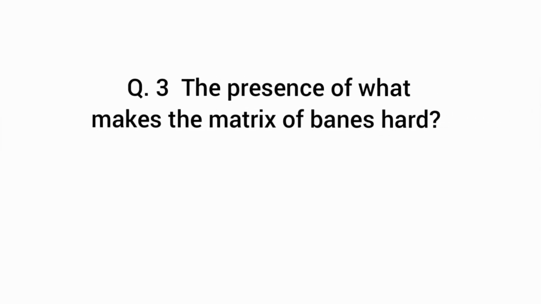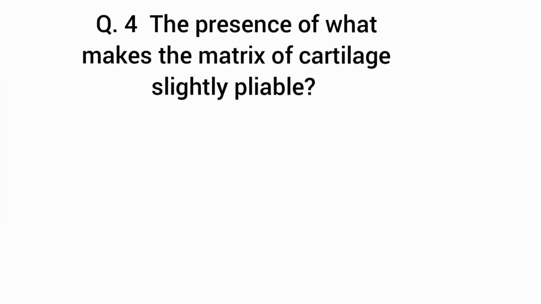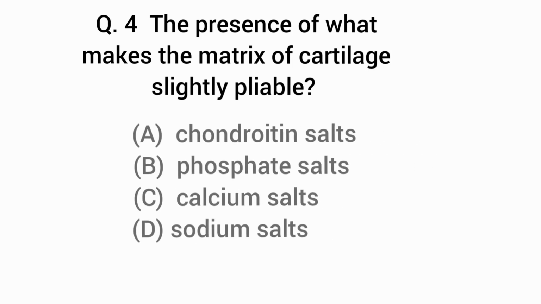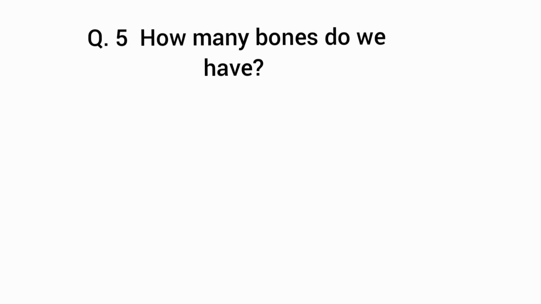Question number third. The presence of what makes the matrix of bones hard? A. Phosphate. B. Chondroitin. C. Calcium. D. Sodium salt. And the answer is C. Calcium salt. Question number 4. The presence of what makes the matrix of cartilage slightly pliable? A. Chondroitin salt. B. Phosphate salt. C. Calcium salt. D. Sodium salt. And the answer is A. Chondroitin salt.